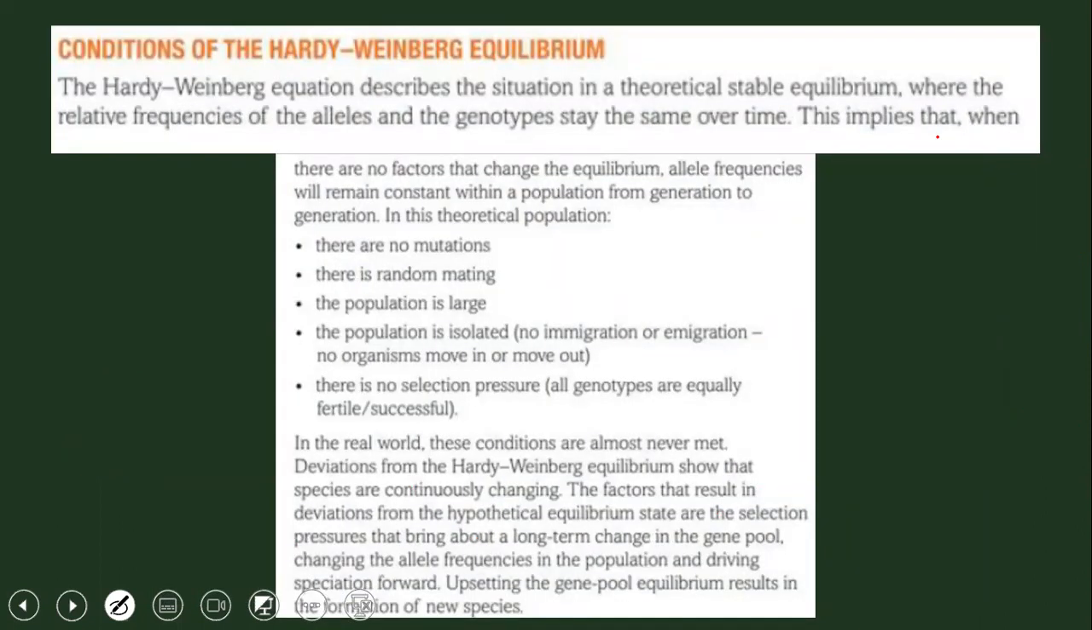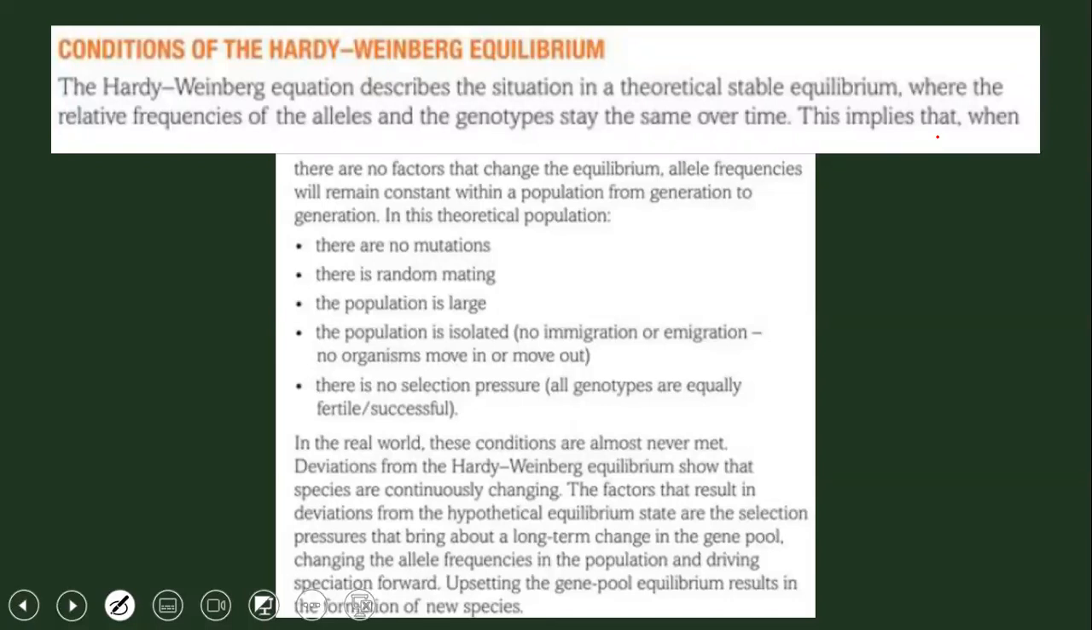Okay, so what are the conditions in which we can actually apply our Hardy-Weinberg equation? So there's certain conditions, right? Like I told you, your population must be in equilibrium. Your allele frequency needs to remain constant over a period of time. So what are the conditions? There should be no mutations taking place.